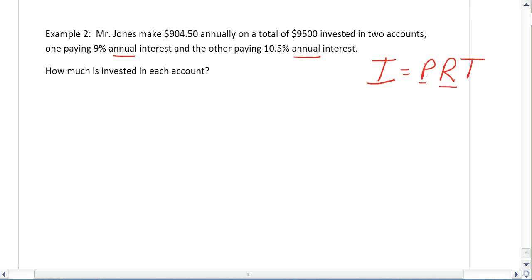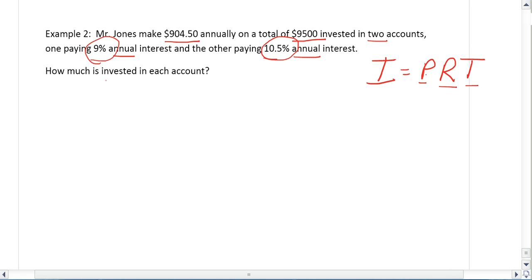times the rate. The percent would need to be changed to a decimal before we multiply, times the time in years. So we're going to use this formula to see how much this guy, if he makes $904.50 in interest every year, has $9,500 invested, but it's in two different accounts. One pays 9% interest, and the other pays 10.5% interest. Okay, why he doesn't put all his money in the higher interest account, I don't know, but here we go.